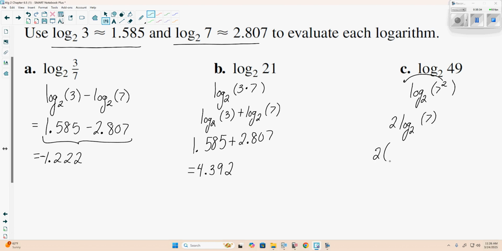Now we know that log base 2 of 7 is approximately 2.807. So we can replace that with its log because we know its value. And the last thing we have to do is multiply it by 2. And at that point we could do that in a calculator. Telling us that log base 2 of 49 is approximately 5.614. Questions on these here?